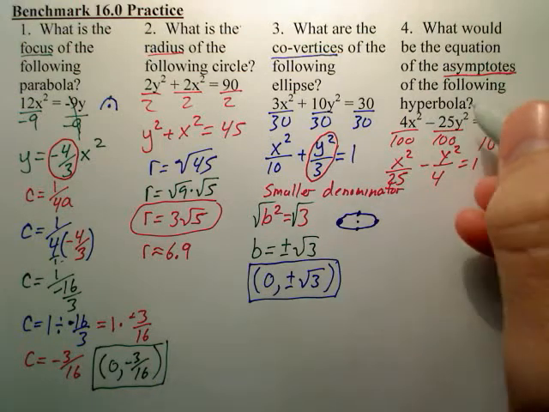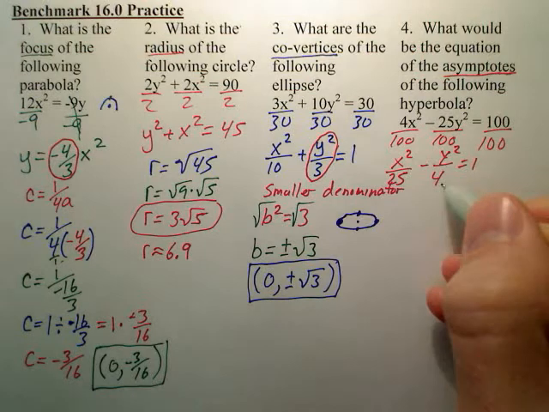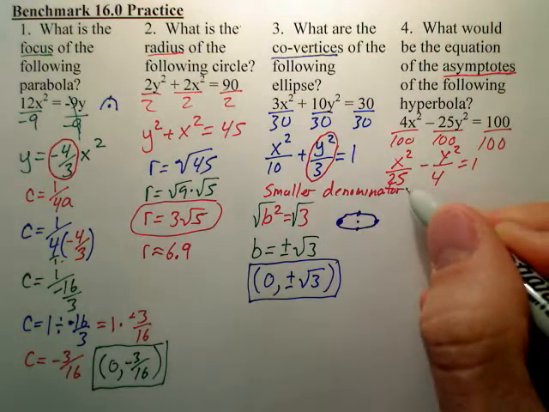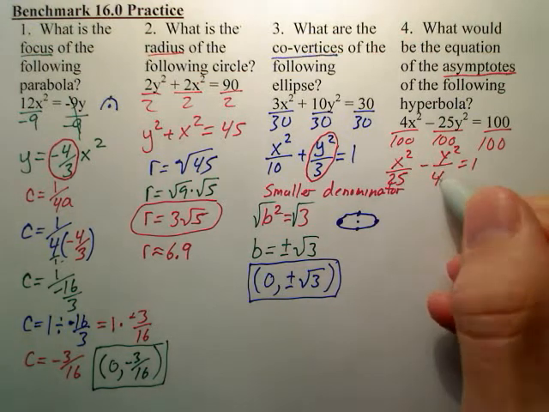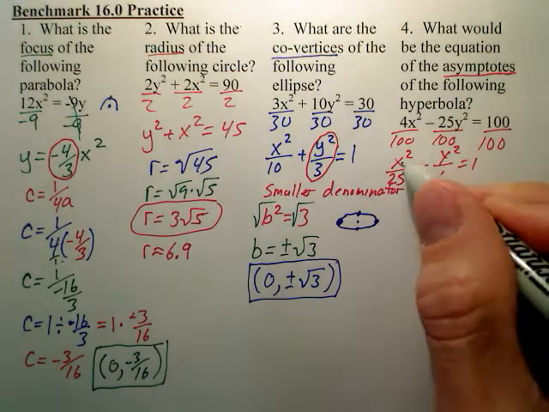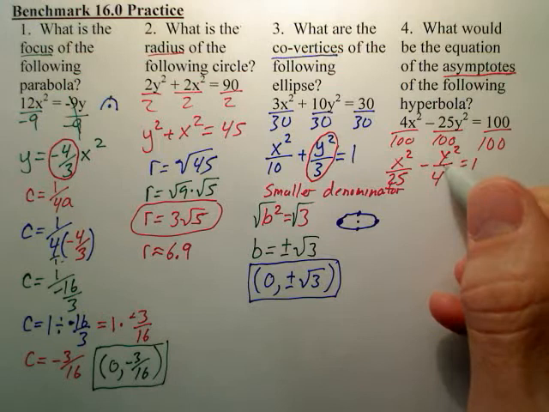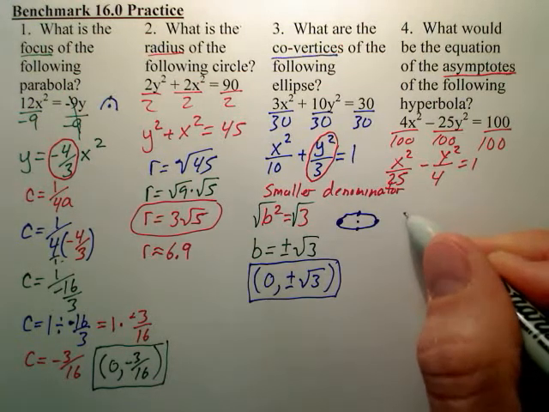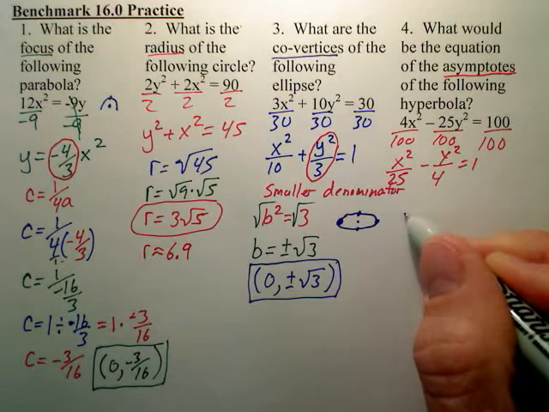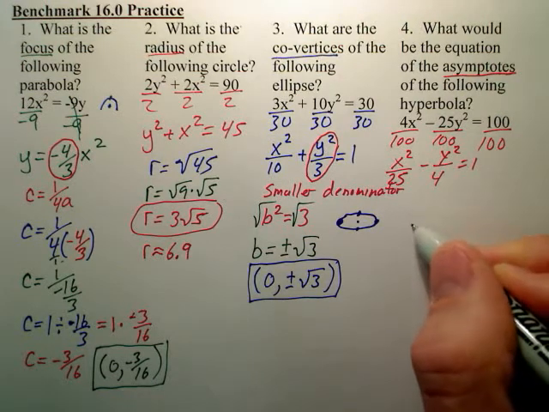From there, if I want to find my asymptotes, what you might want to do is make a quick little sketch. How you sketch this is you look at the bottoms and you make a little box. Instead of an oval, it's going to be a box. And your box is going to be 5, because the square root of 25 is 5, and 2. So the x is 5, because it's under the x. The y is 2. It's under the y. So it's 5, 2. So it's going to be over 5 and up 2.